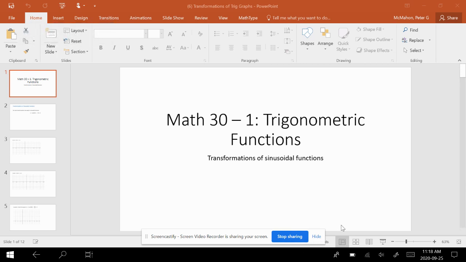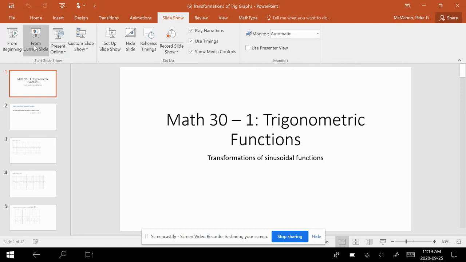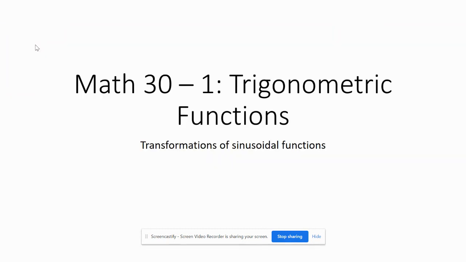Welcome back, guys. All right, so we're going to be moving on. Our next topic in our trig unit is called transformations of sinusoidal functions. So in the last lesson, we talked about what the graph of y equals sine x looks like and what the graph of y equals cosine x looks like, and how the a and b values affect the amplitude and the period.